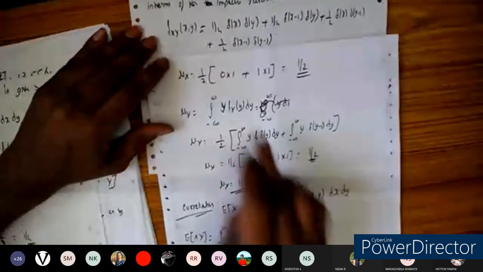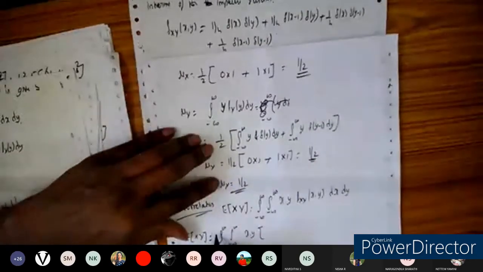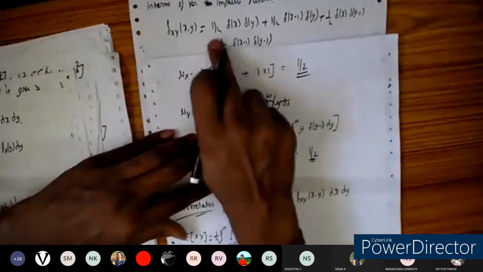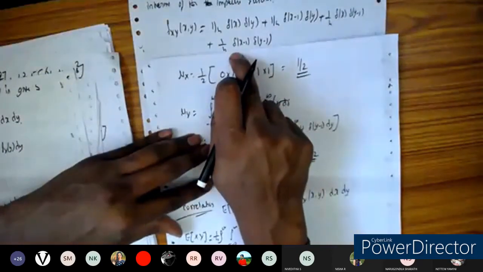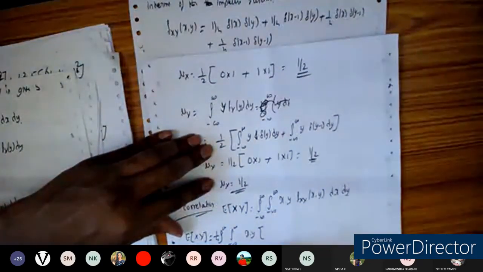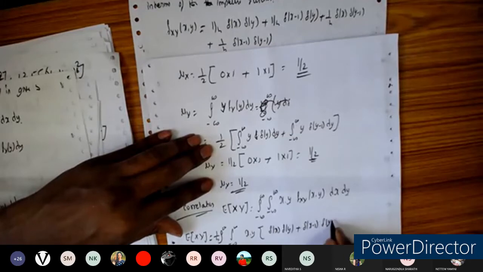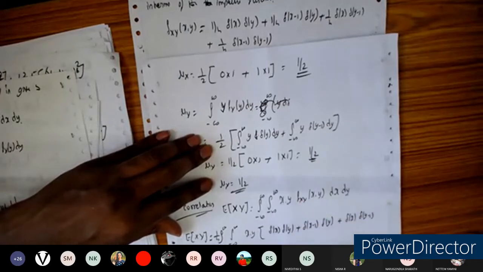So I'm going to write this here. 1 by 4 is common everywhere, so I'll take 1 by 4 outside. The remaining quantity I'm going to write is delta of x into delta of y. Here also we are going to apply the shifting property. Substitute for f_xy of x comma y, into dx into dy.